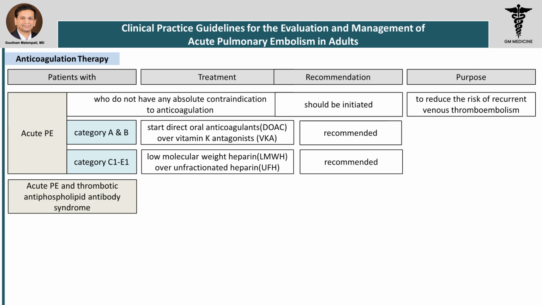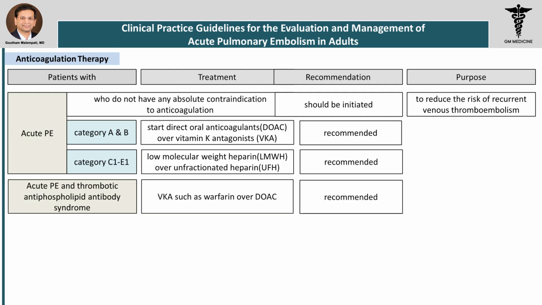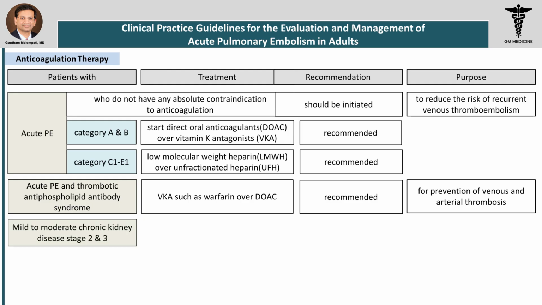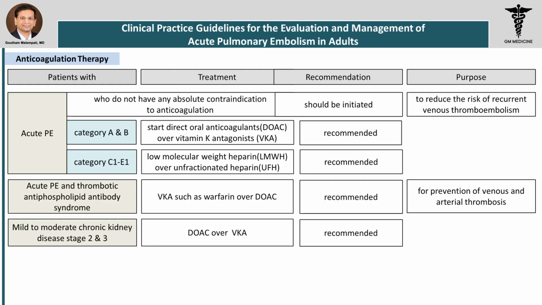In patients with acute pulmonary embolism and thrombotic antiphospholipid antibody syndrome, a vitamin K antagonist such as warfarin is recommended over direct oral anticoagulants for prevention of venous and arterial thrombosis. In patients with mild to moderate chronic kidney disease, stage 2 and 3, a direct oral anticoagulant is recommended over vitamin K antagonist to reduce major bleeding.